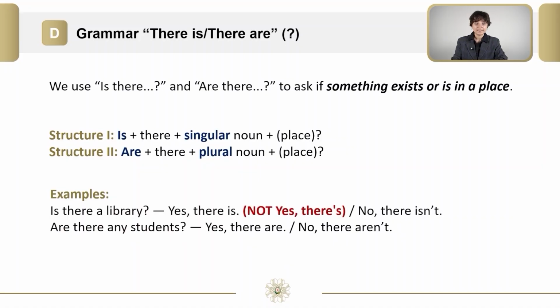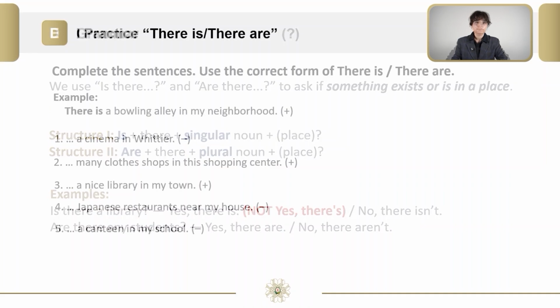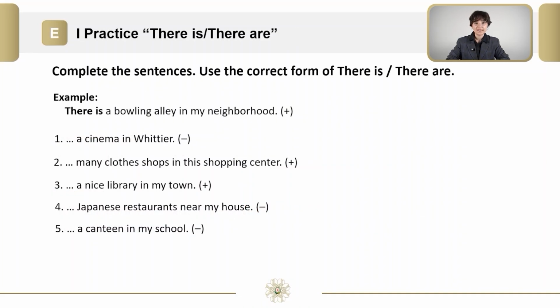Examples are: Is there a library? Yes, there is. You cannot say yes, there's. A negative would be no, there isn't. Are there any students? Yes, they are. No, they aren't. Now let's do our first activity on there is, there are.